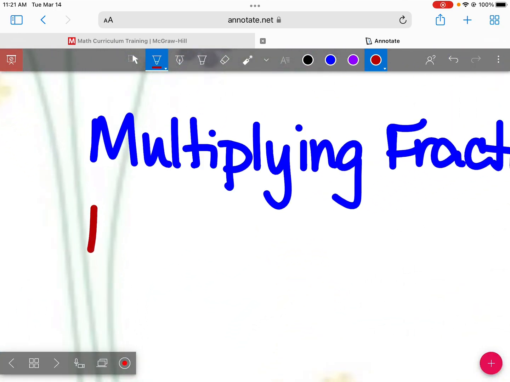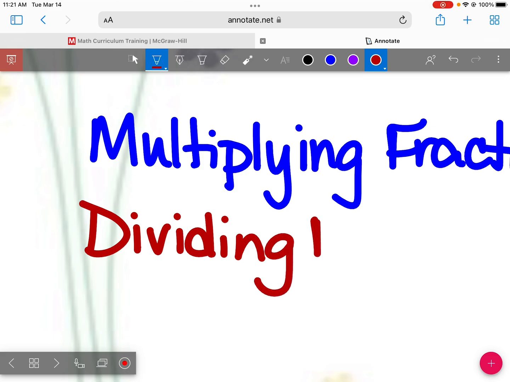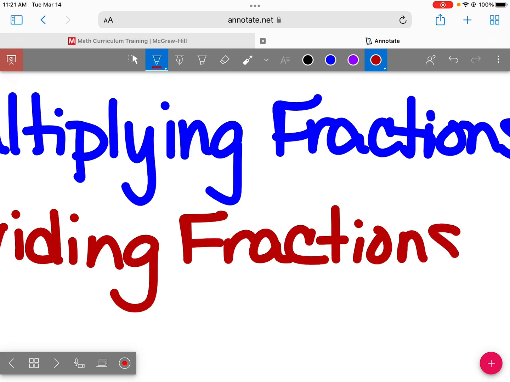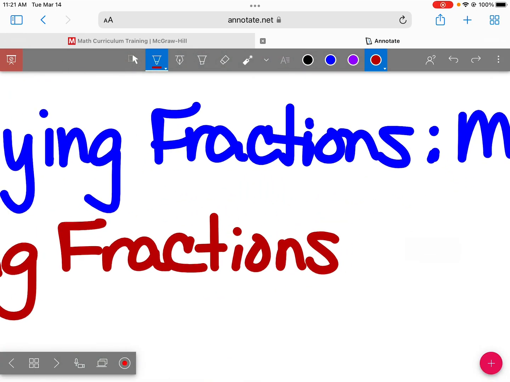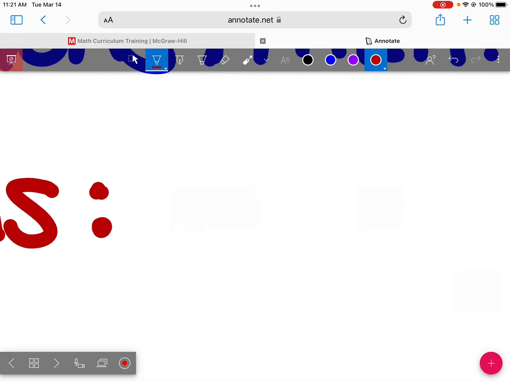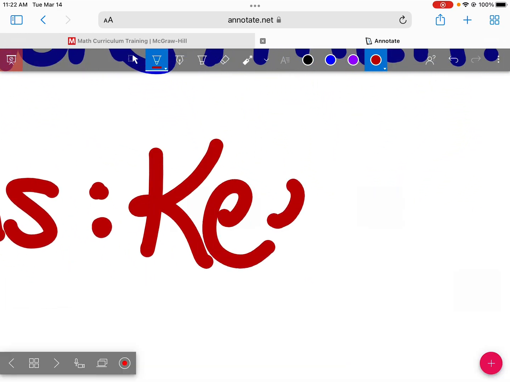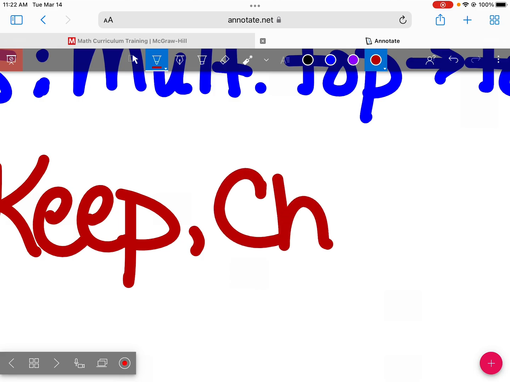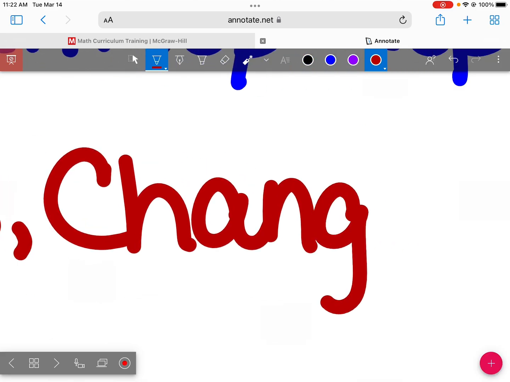Dividing fractions. So for our last one, there are 3 words that help me remember how to divide fractions. First of those 3 words is keep. Has anybody heard this before? Keep and then change, and then flip.